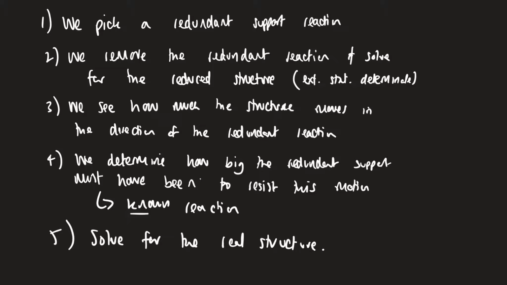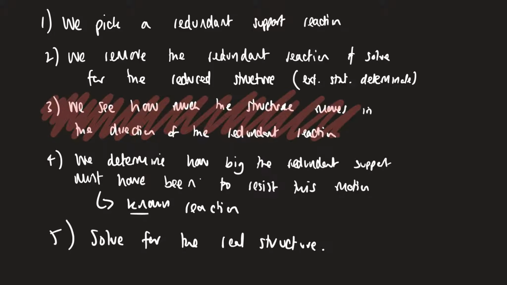So this is a method you guys will have used before. We're still going to be using it in this course, so I need you guys to be familiar with it. So we're going to go through a quick refresher example. The bit that we're going to change around a bit is this bit here. See how much the structure moves in the direction of the redundant reaction.